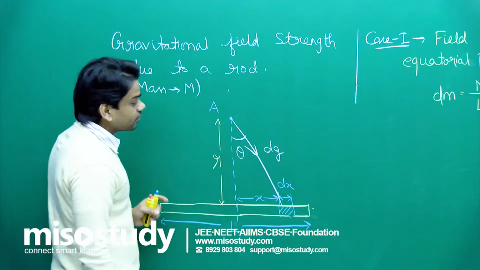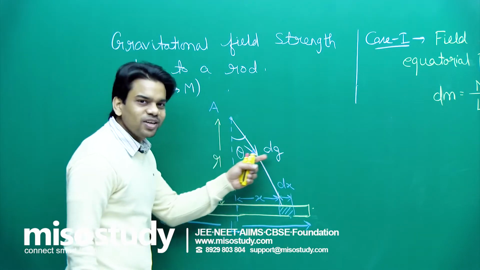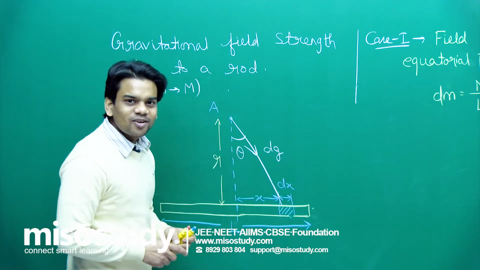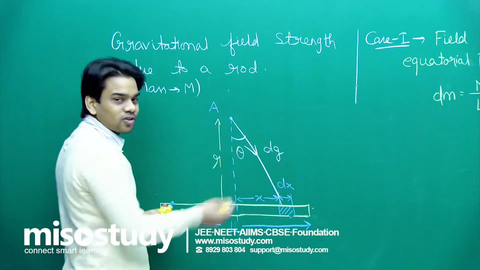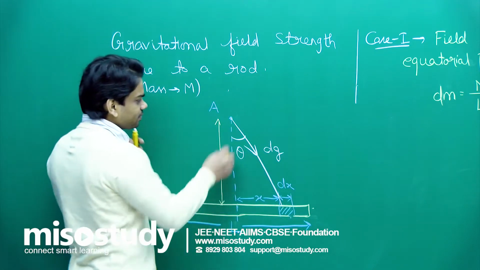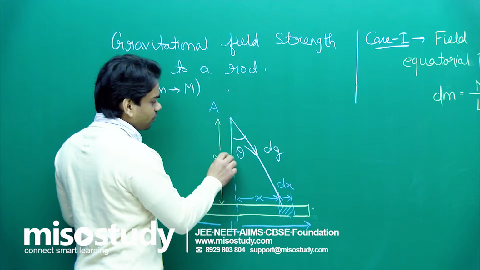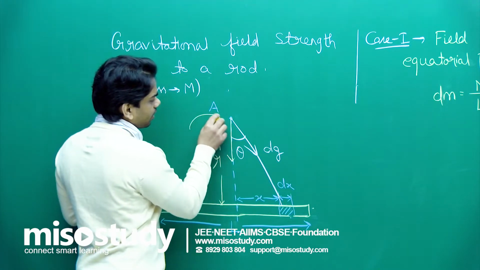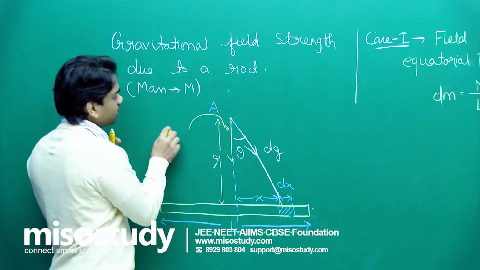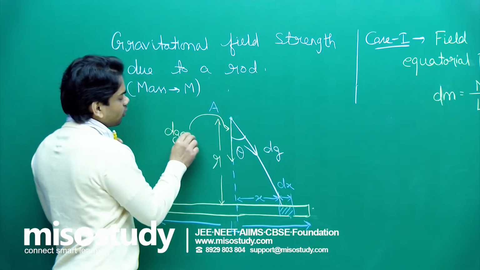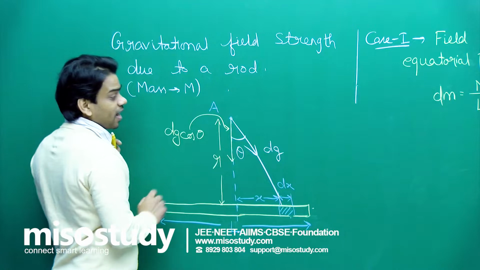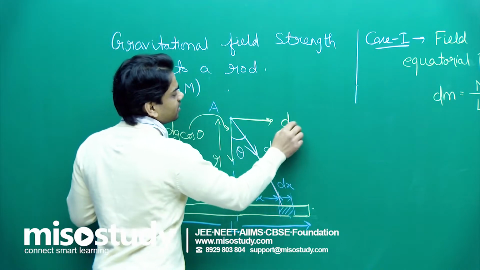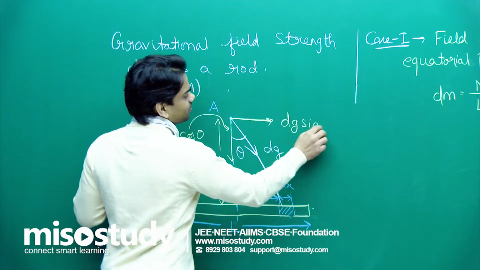Now you see here, can we divide this small field strength dg into two components? One vertical component, one horizontal component. See what we are going to get. We are going to get one vertical component, and its value will be dg cos theta, and one horizontal component, which will be dg sin theta.